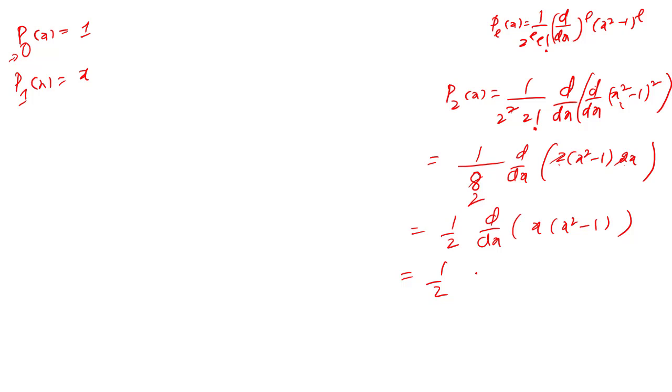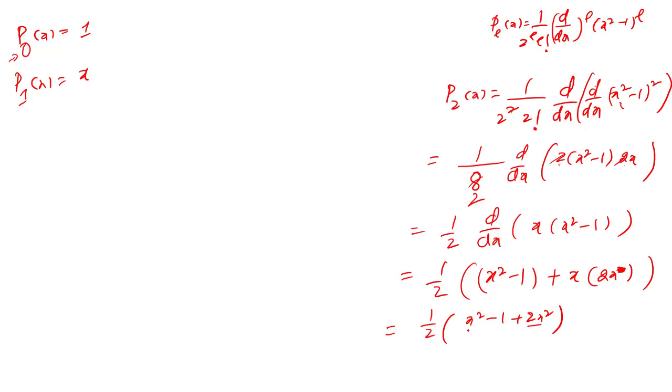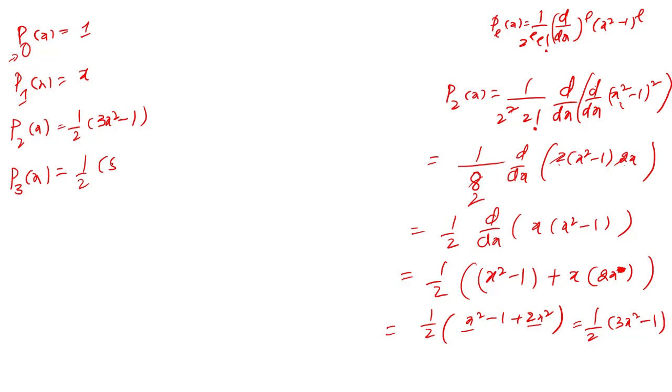So that would be half. That would give me x squared minus 1, the first term, plus the second term, which is x times 2x. So that would give me half of x squared minus 1 plus 2x squared. So 2x squared plus x squared is 3x squared, so I get 3x squared minus 1. So P2 of x is half of 3x squared minus 1. And you could do the same thing for 3, and you would get P3 of x is equal to half of 5x cubed minus 3x. So you can keep doing this.